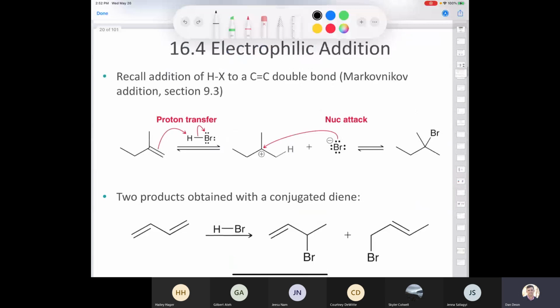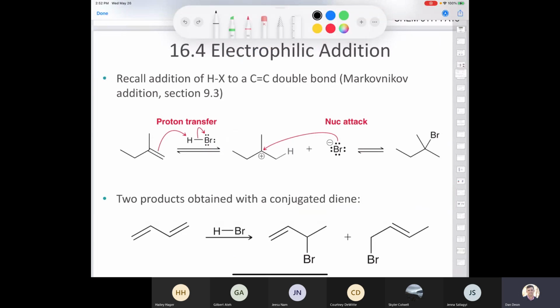All right, let's move on to electrophilic addition. And we're going to get back into some arrow pushing here, right? Getting at the old curved arrows. Remember that in section 9.3, so way back in the day, in Organic Chemistry 1, you learned about the addition of a halo acid like HBr or HCl or HI to a carbon-carbon double bond via Markovnikov addition. So the first step is a proton transfer, and then we get a nucleophilic attack.